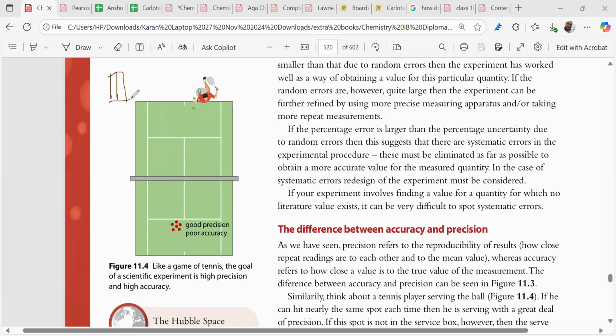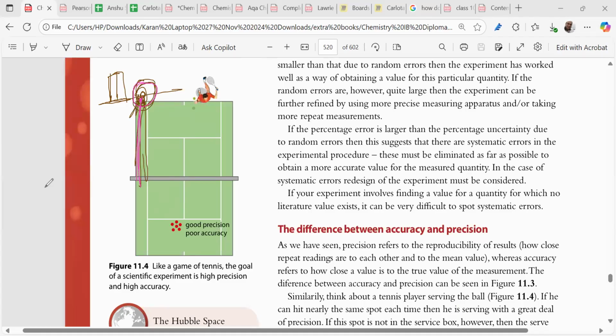Suppose in a cricket match, suppose this is a wicket, right? And suppose the ball is hitting over here constantly, right? Constantly he's hitting the ball over here. So it's precise, but is it accurate? No, it's not accurate, right? Although he's hitting the ball in the same place.